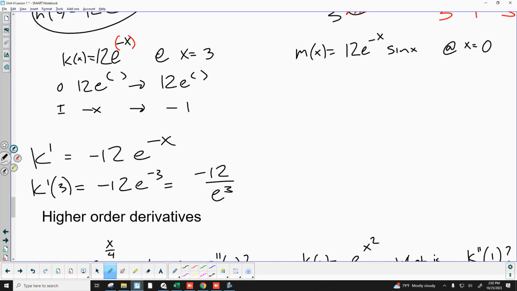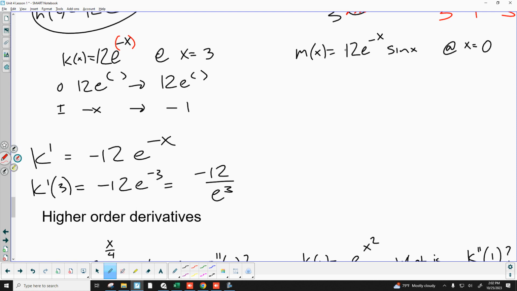Okay. Now we get to this one. It's the beginning of the combination of multiple rules. And a lot of people will not see that combination.